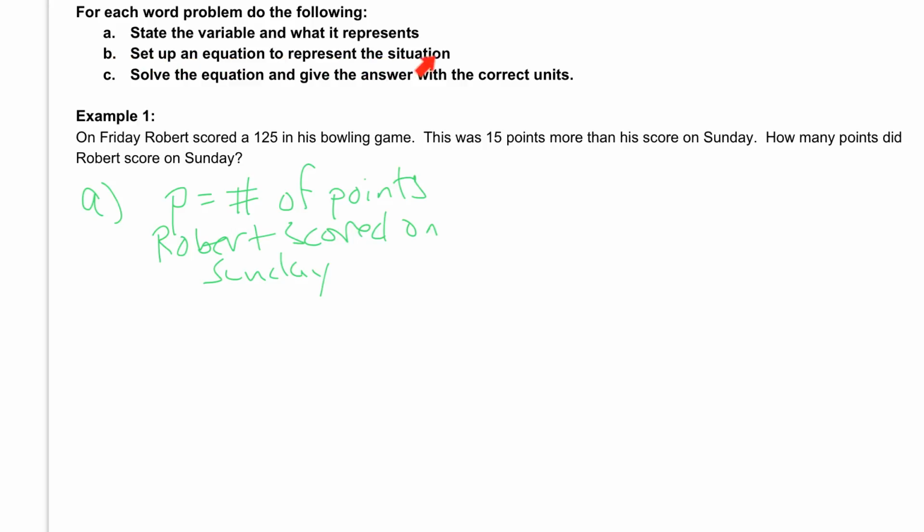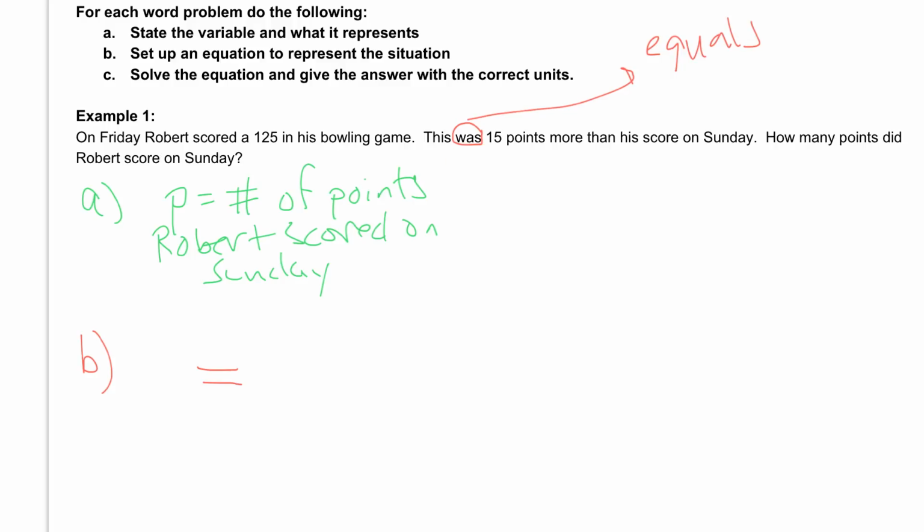Next, we have to set up an equation to represent our situation. So in part B, we need to come up with an equation. As we look through our sentence, it says on Friday, Robert scored 125 in his bowling game. This word was, a lot of times it could be the word is, indicates an equal sign. So was, is, means equals. So what we want to do is we kind of know that's where our equal sign is. So we're going to start with our equal sign.